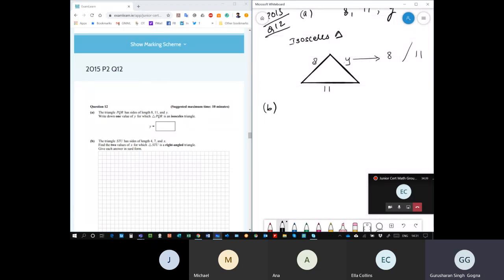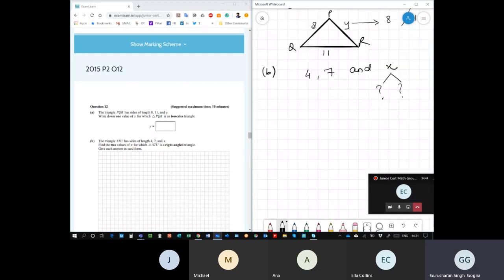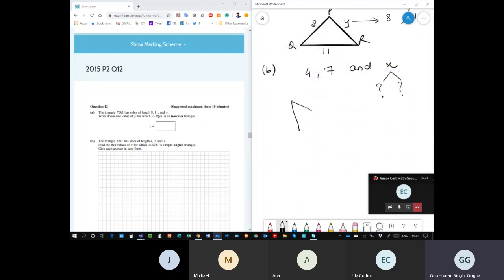Part B, triangle STU. Triangle STU has sides of length 4, 7, and x. This time you need to find two values of x. And they said STU is a right angle triangle.